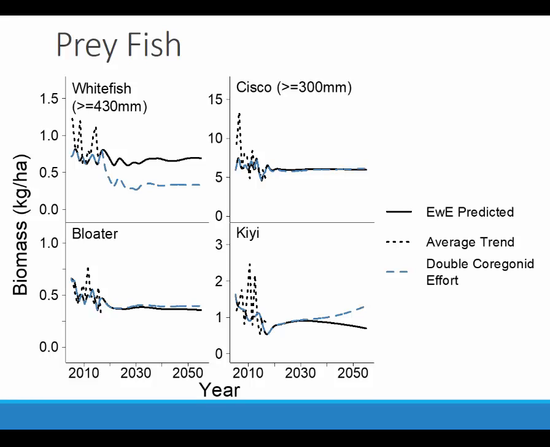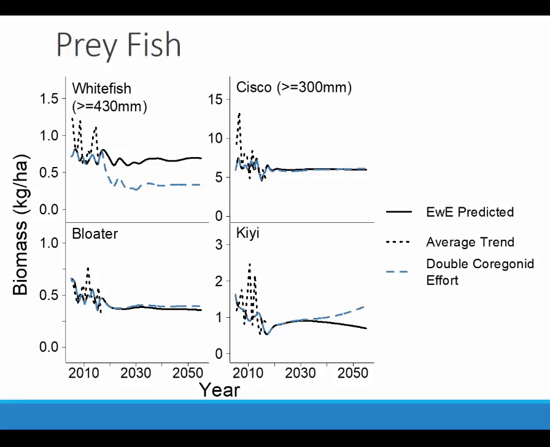For Cisco, we're staying relatively stable with both options, whether we continue with the status quo or double the coregonid effort, and that's just because we're not harvesting a ton of Cisco lake-wide. In certain areas, we're harvesting more than others, but lake-wide, the trend is relatively stable. For bloater, we see we're continuing the population decline, and it's getting a little bit more stable after about 2030, and there's not much of a difference between the ecosystem predicted and if we double the coregonid effort.